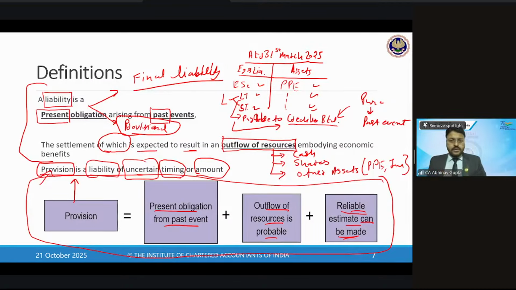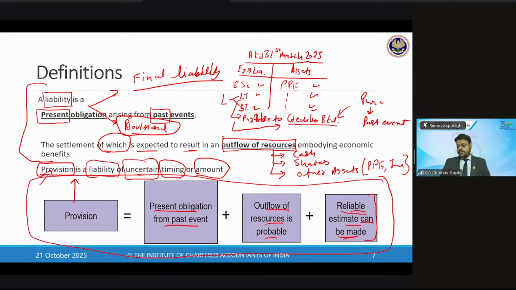In that case, the provision will not be recorded in the books of accounts, because the very fundamental rule of the accounting framework is that in order to record any entry in the books of accounts, there has to be some amount which is reliably measured. If the amount cannot be measured reliably, then we will not record that entry in our books of accounts. So unless and until a reliable estimate can be made, the provision will not be recorded.